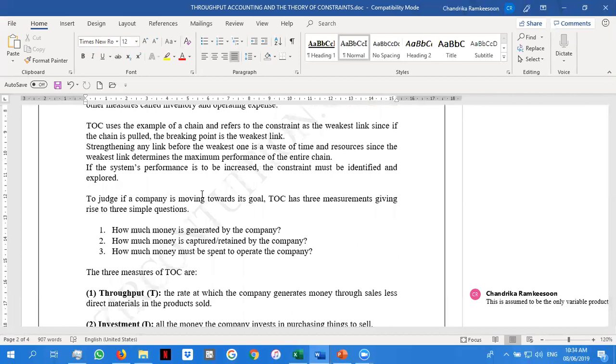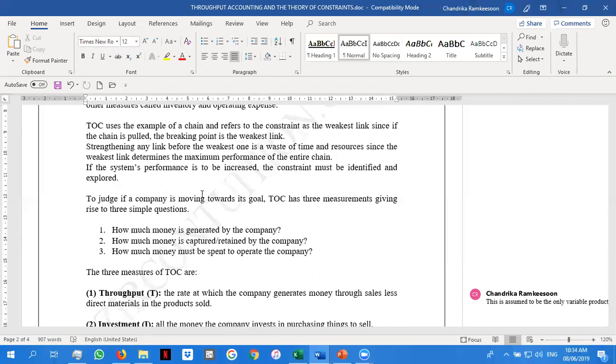Firstly, how much money is generated by the company? Secondly, how much money is captured/retained by the company? And 3, how much money must be spent to operate the company? Now, while those 3 questions may not mean much to you just by simply reading them, as we go on and look at the measures which are employed by theory of constraint, you'll see exactly what those 3 questions are about.